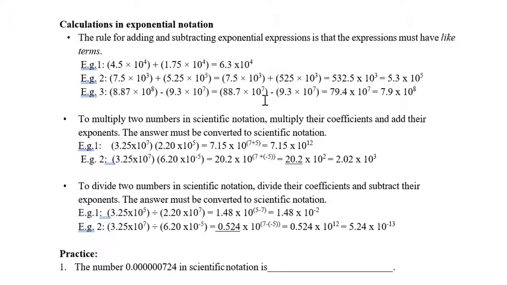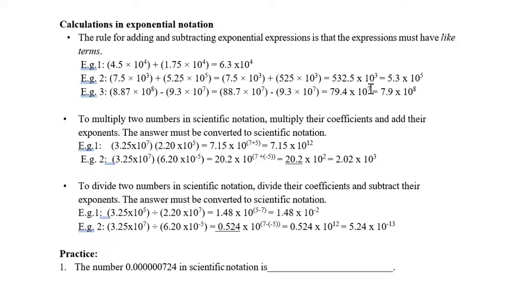Well, I've got to get them both to like terms. So I'm going to move them both to a 10 to the 7th. In order to get that 8.87 to be a 10 to the 7th, I'm just going to move that decimal point 1 over, and that's going to make it 88.7 times 10 to the 7th. Now I can take that 88.7 and subtract 9.3, and I come up with 79.4 times 10 to the 7th.